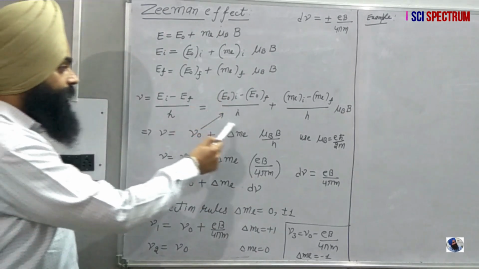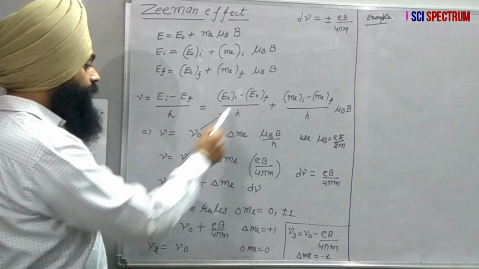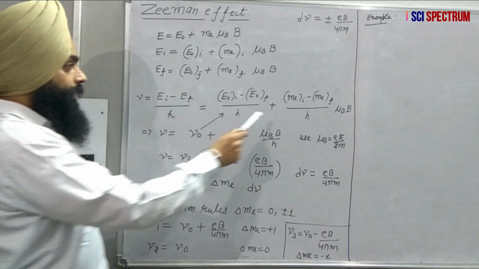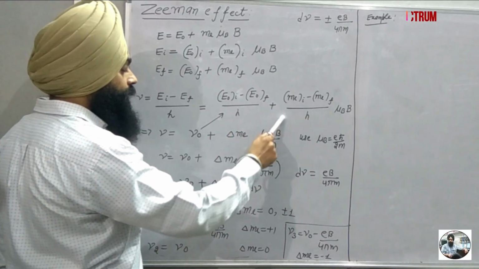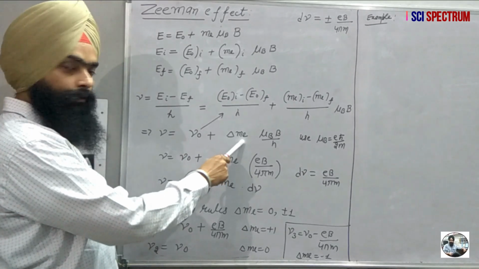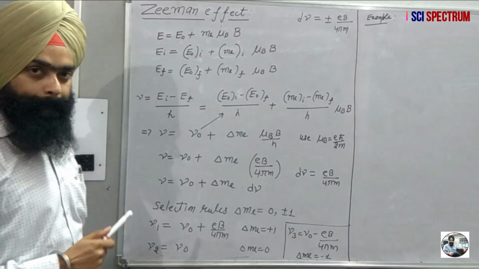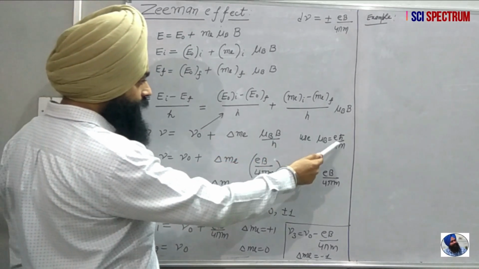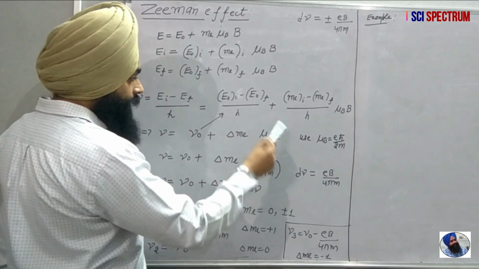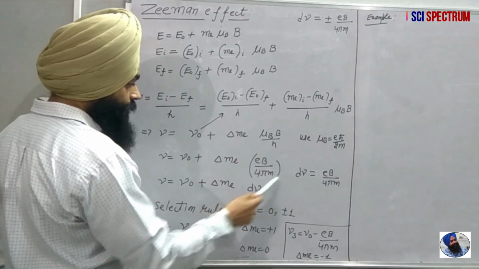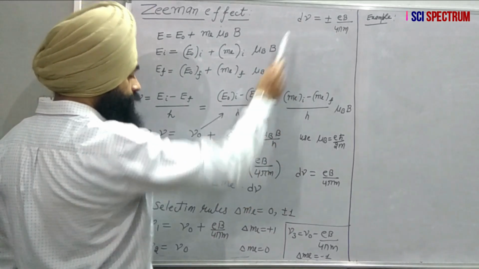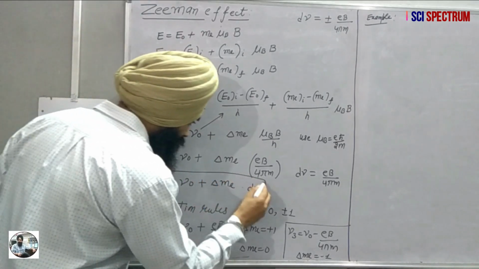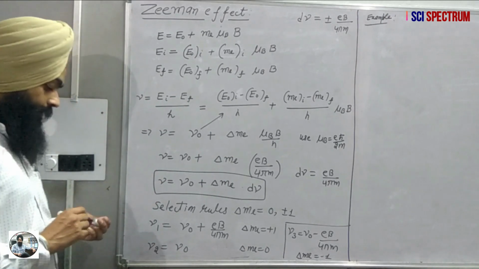So this value is clubbed to give the original frequency ν₀ in the absence of magnetic field, and this value gives the change in orbital magnetic quantum number, Δm. So from here we can use the value of μ_B equal to eħ upon 2m, and after solving we get this value. We can put eB by 4πm equal to Δν. So this is the value of the final frequency of the spectral line.